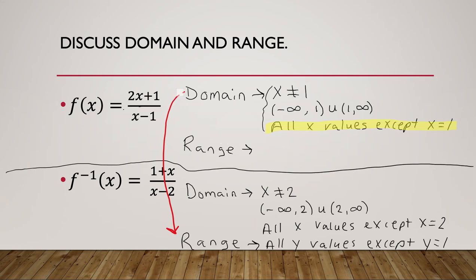Let me clean this up a little bit so we've got some room to work. What we're going to do is take the domain on the inverse function, and it's going to become the range on the original function. And again, I'm just going to copy. So I'm going to come to what I wrote for the domain right here, and I'm going to copy it down for the range. The only thing I'm going to change is, instead of saying x's, I'm going to say y's. So all y values except y is equal to 2.